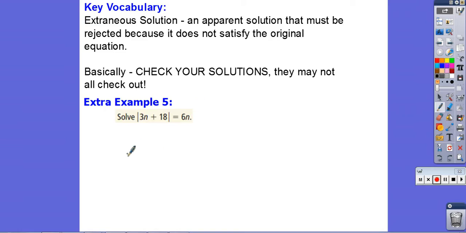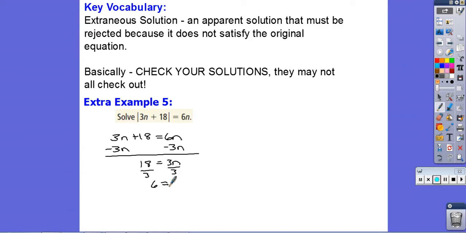So let's take a look at this one. This one, same thing, we're going to do two solutions. So we're going to start here, and we're going to set it equal to 6n, and we're just going to solve as normal. So I'm going to move the 3n over here, and I get 18 equals 3n. I'm going to divide by 3, and I get n equals 6.